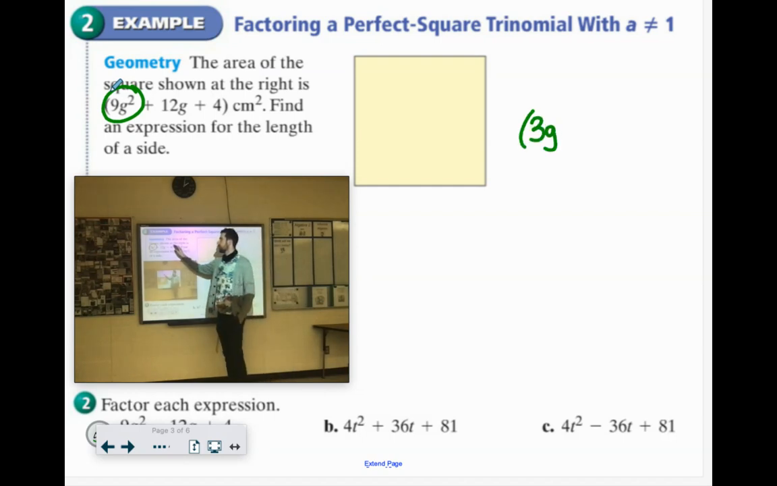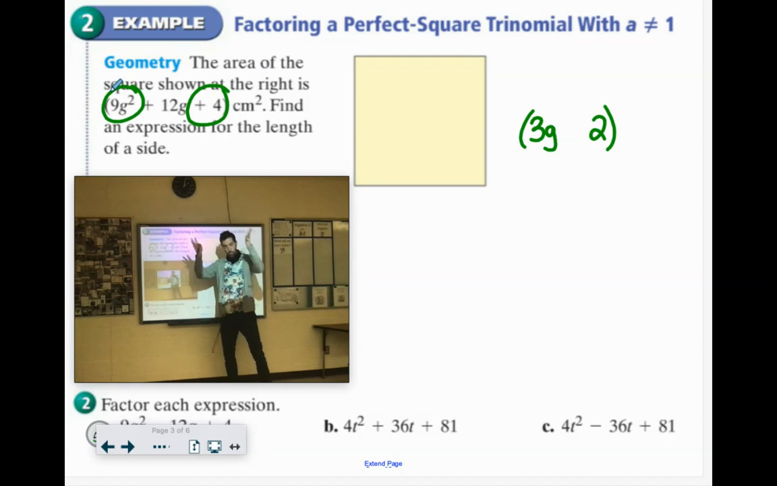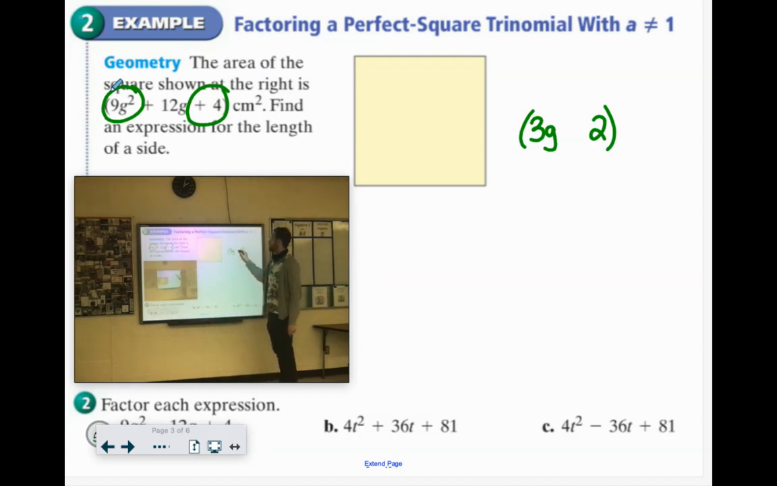Can you square root the last term? Yeah. Square root of 4 is 2. If I multiplied 3g times 2 and then multiplied that by 2, would I get 12g? 3g times 2 is 6g times 2 is 12g. So it'd be 3g plus 2 squared. Now this would be the factored form.